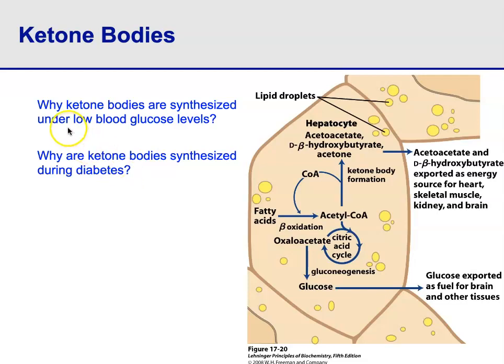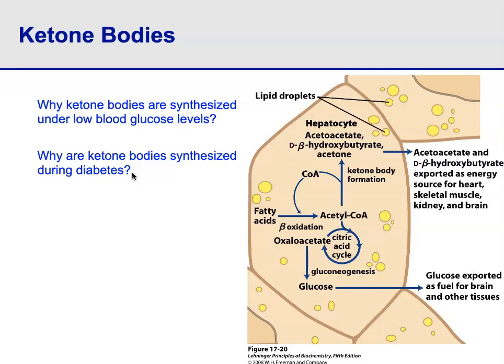Wait a minute now. We just said that ketone bodies are synthesized when blood glucose level is low. So how come we're going to synthesize ketone bodies when the blood glucose level is high? Well, even though I'm trying to confuse you with these questions, you probably already realized the problem with diabetes. Why is there actually high blood glucose level during diabetes? Because there is no insulin. The insulin cannot help the glucose enter the cell. So for all intents and purposes, the cells are bathing in glucose, basically.